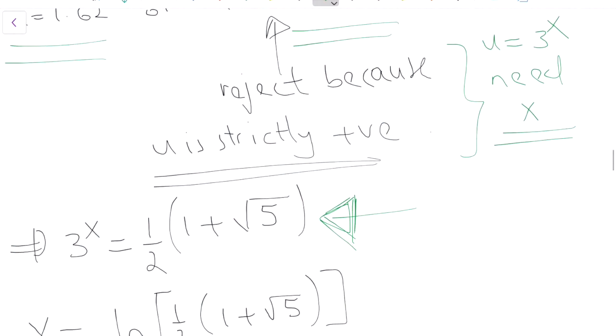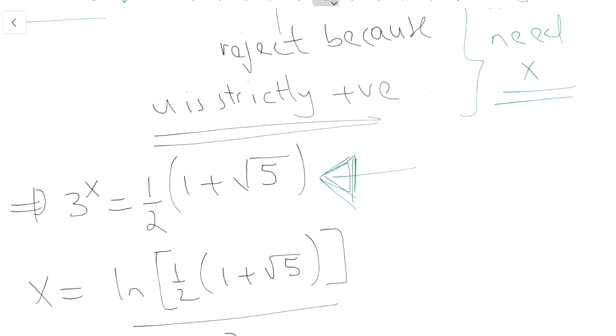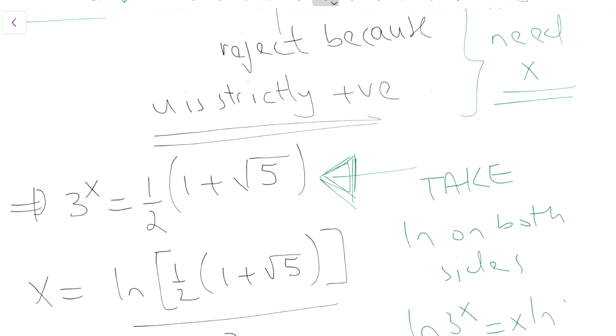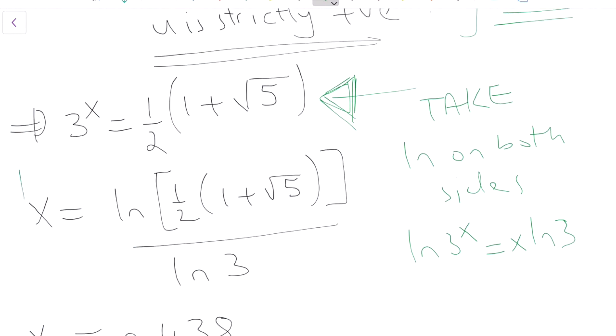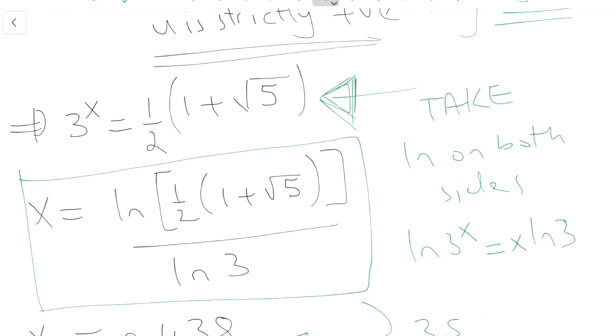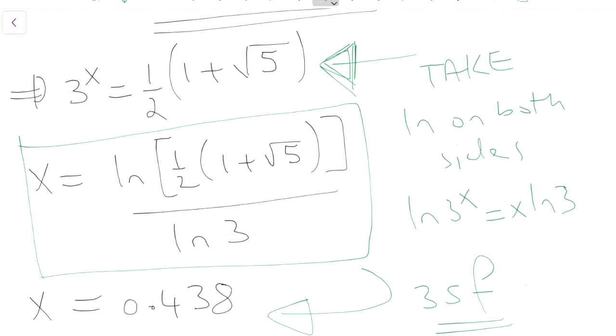Then this can be solved by taking ln on both sides, and ln of 3^x equals x ln of 3, so that's the property of logs that we used to obtain this equation here. And that's you done, and you convert this to 3 significant figures. Be very careful when you do this, take your time, and there you go, you have the answer.